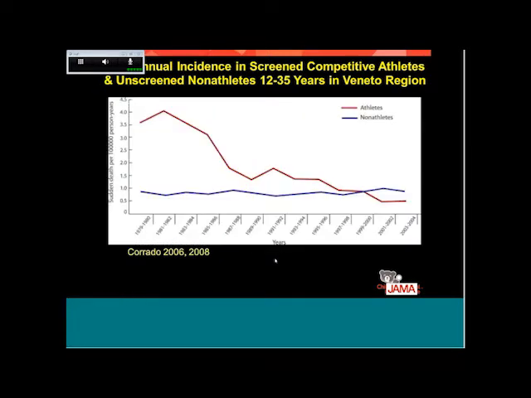This controversial paper showed the athletes in red and the non-athletes in blue, and they showed that by instituting this program, they could decrease the rate of events in athletes down to where it is seen in non-athletes. The problem is this was a very high event rate to begin with, and the U.S. rate, even for athletes, is down around here, even without ECG screening.